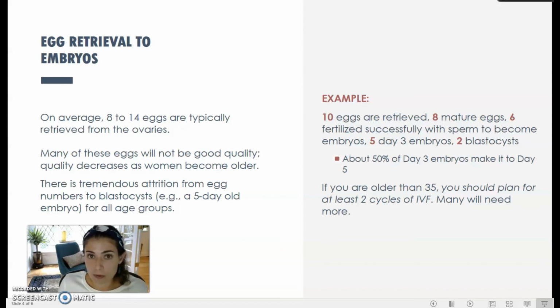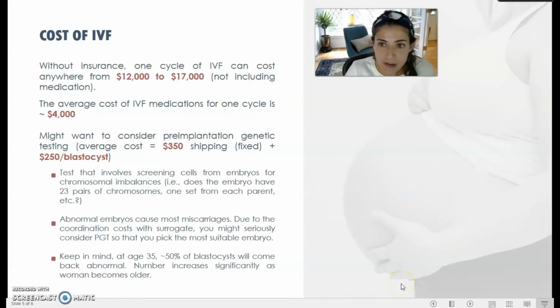Now, if you are a woman older than 35, you should plan at least 2 IVF cycles in your journey. And many people, even under the age of 35, will need more than 2 IVF cycles to get a good embryo. 1 cycle of IVF isn't that expensive, but what makes IVF really expensive is the fact that you're going to need probably multiple rounds. And you can imagine that after doing this 2, 3, or 10 times, that the price of IVF is ridiculous.